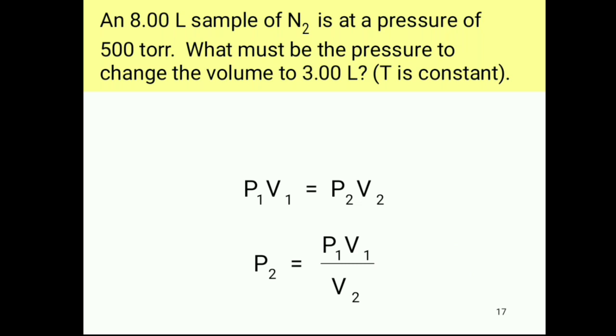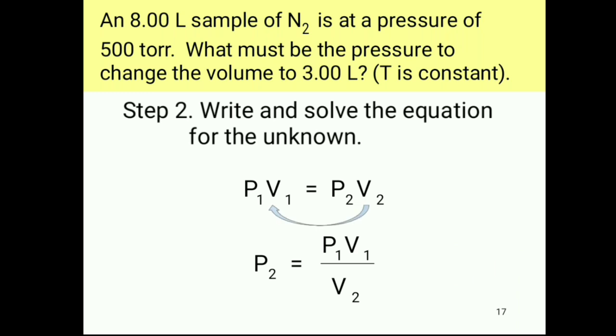To derive that is to simply transpose the final volume to the other side. So we will have P sub 2, or final pressure, left on one side of the equation. Transposing V sub 2 to the other side, we derive the formula P sub 2 equals P sub 1 times V sub 1 over V sub 2.